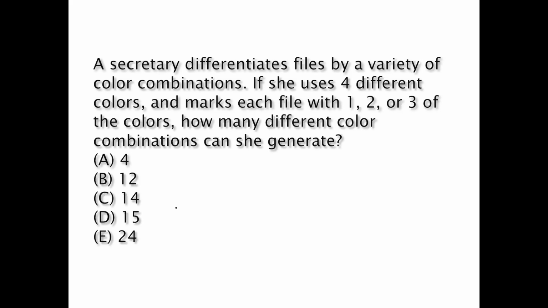What am I missing? So if she uses 4 colors, she differentiates files by a variety of color combinations. She uses 4 colors to mark each file with 1, 2, or 3 colors. How many different color combinations can she generate? First, 1 color combination: 4. 2 color combinations: 4. Again, in combination, is green blue different than blue green? No. I don't think so. I think for this question, given the answer options, it is the same.